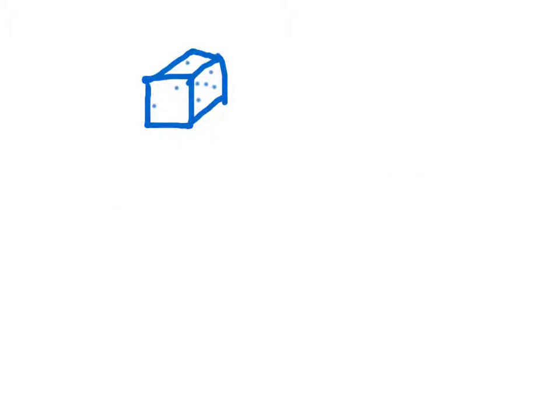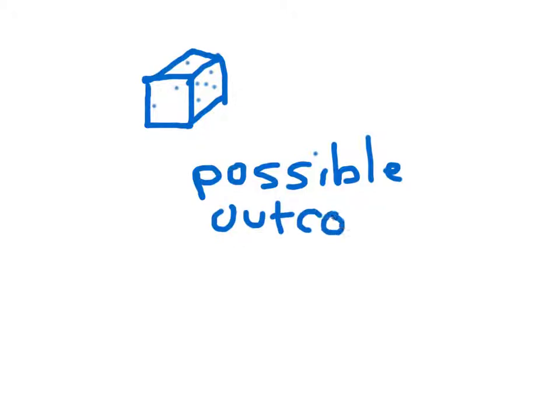Let's take a look at a 6-sided die. The possible outcomes for a 6-sided die, a typical die that you have, is that it has a chance to land on 1, 2, 3, 4, 5, or even 6. So the outcomes that are possible are 1, 2, 3, 4, 5, or 6. There are 6 possible outcomes for that die.